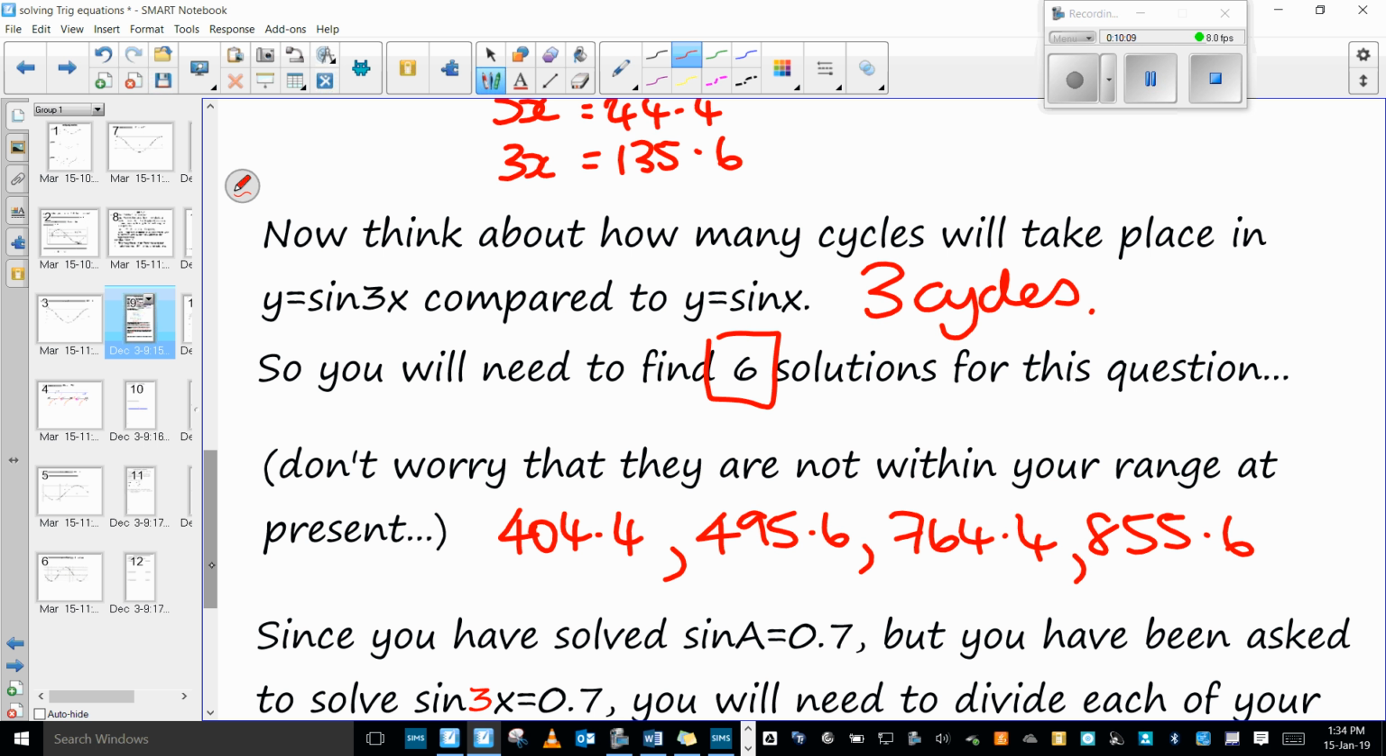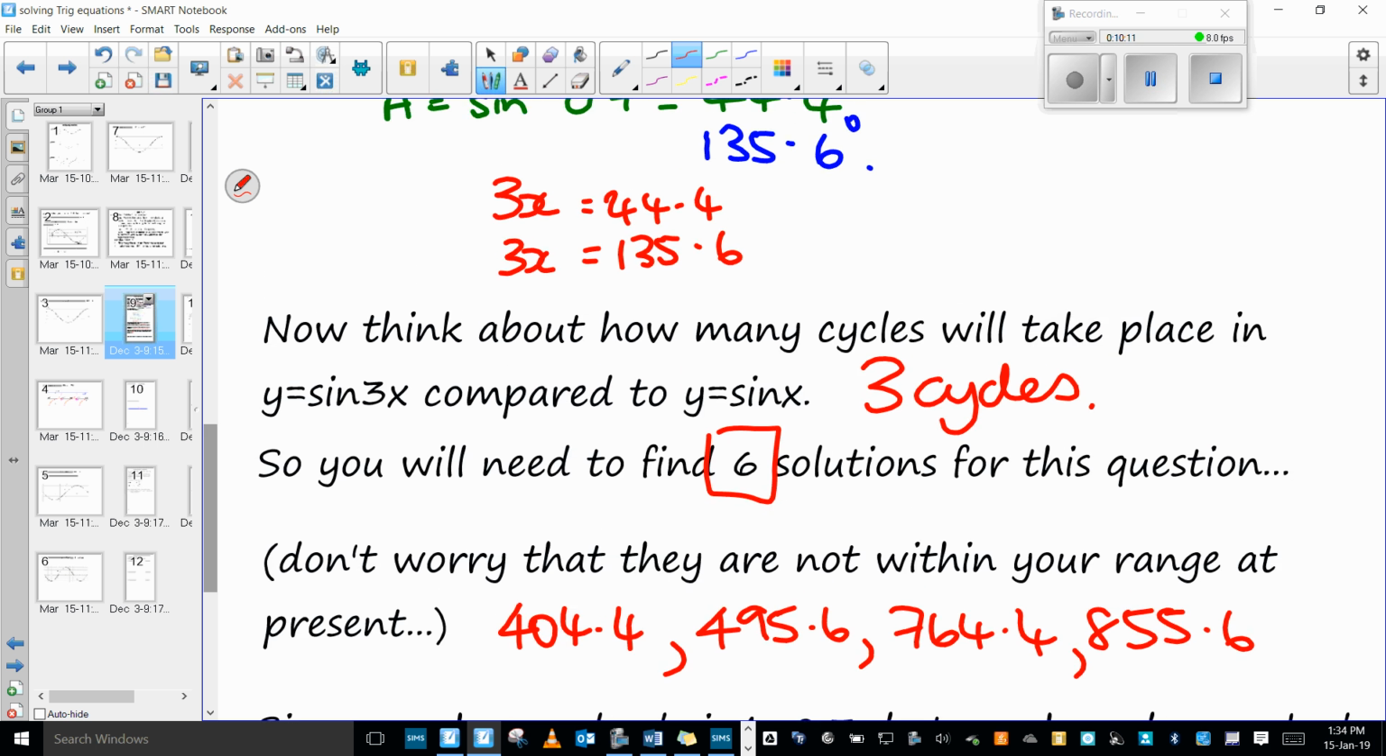Okay, we're good so far. We've now got 1, 2, 3, 4, 5, 6 solutions. But as I said, they are all solutions to 3x equals, not x equals. So what do we do with those numbers now?